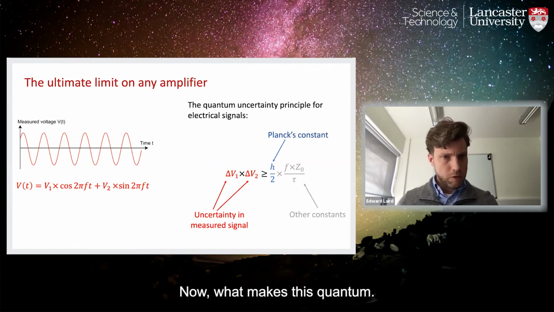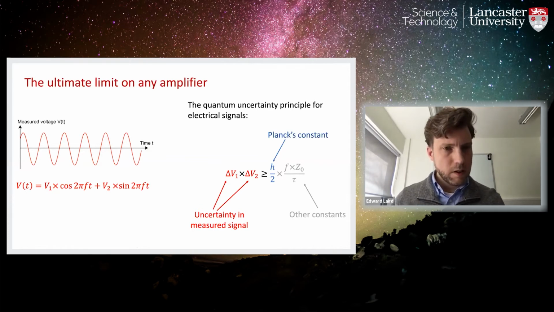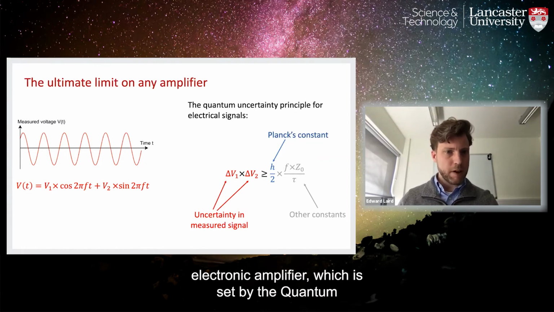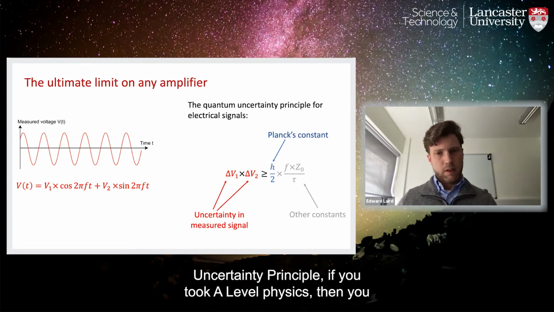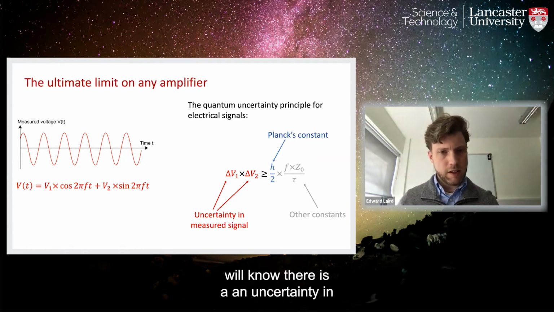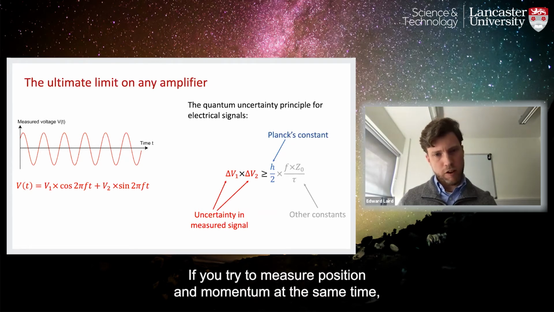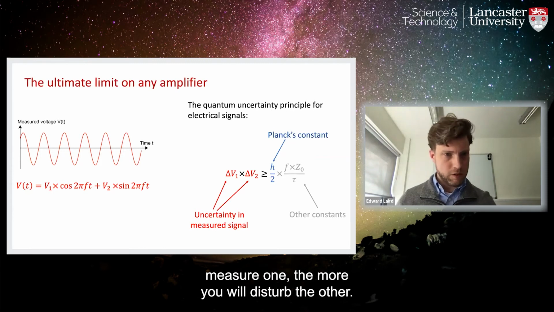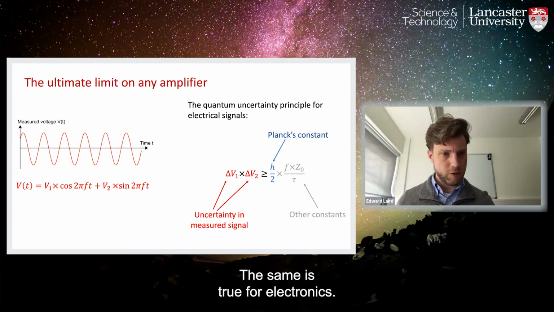Now, what makes this quantum is there is an ultimate limit on any electronic amplifier, which is set by the quantum uncertainty principle. If you took A-level physics, then you will know there is an uncertainty in any quantum measurement. If you try to measure position and momentum at the same time, then you cannot do that, because the more precisely you measure one, the more you will disturb the other. The same is true for electronics.